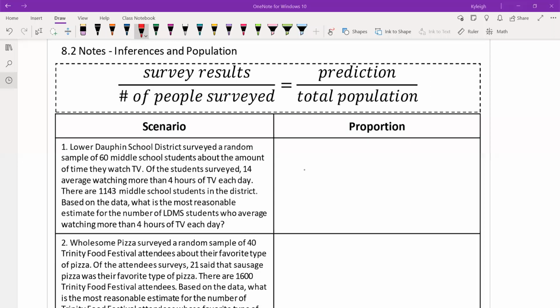All right, so we are going to draw inferences and make estimations on the population based off of a scenario. So we're going to use the proportion up here to help us do that.